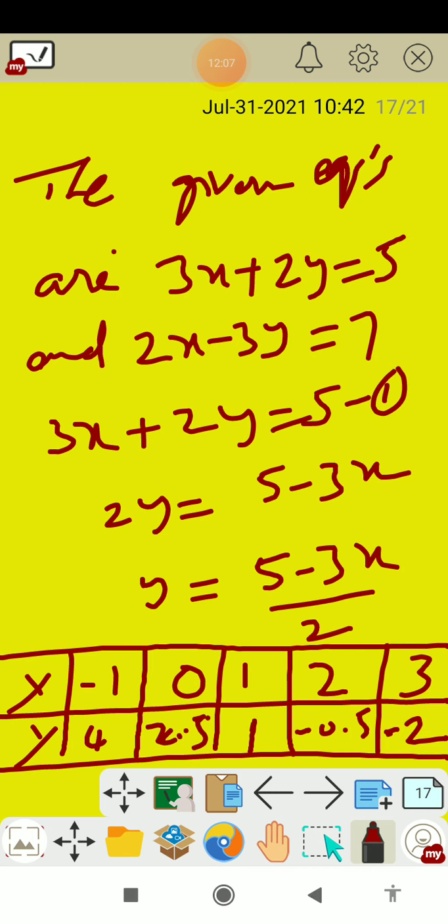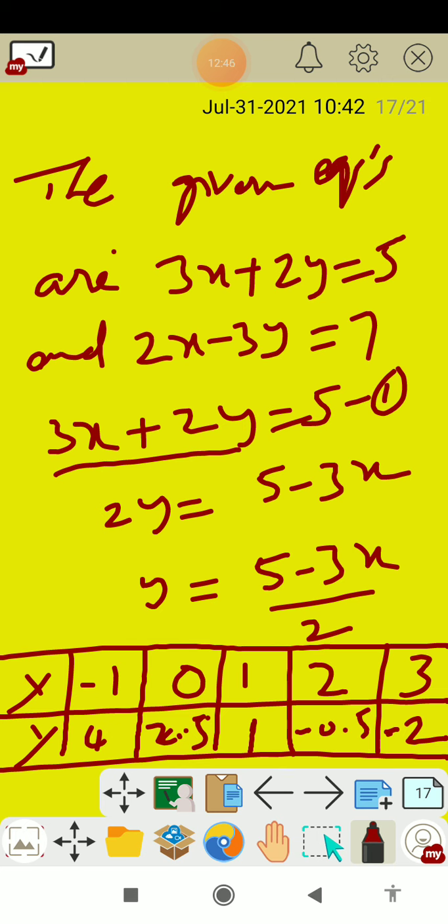Now here the given equations are 3x plus 2y is equal to 5, 2x minus 3y is equal to 7. So graphically, you have to do it like this, students. First, y form. You have 3x plus 2y is equal to 5, so 2y you can leave like this, and 3x goes to that side and becomes minus 3x. So 2y is equal to 5 minus 3x. This 2 is multiplying here, so it will be divided. Y is equal to 5 minus 3x by 2.